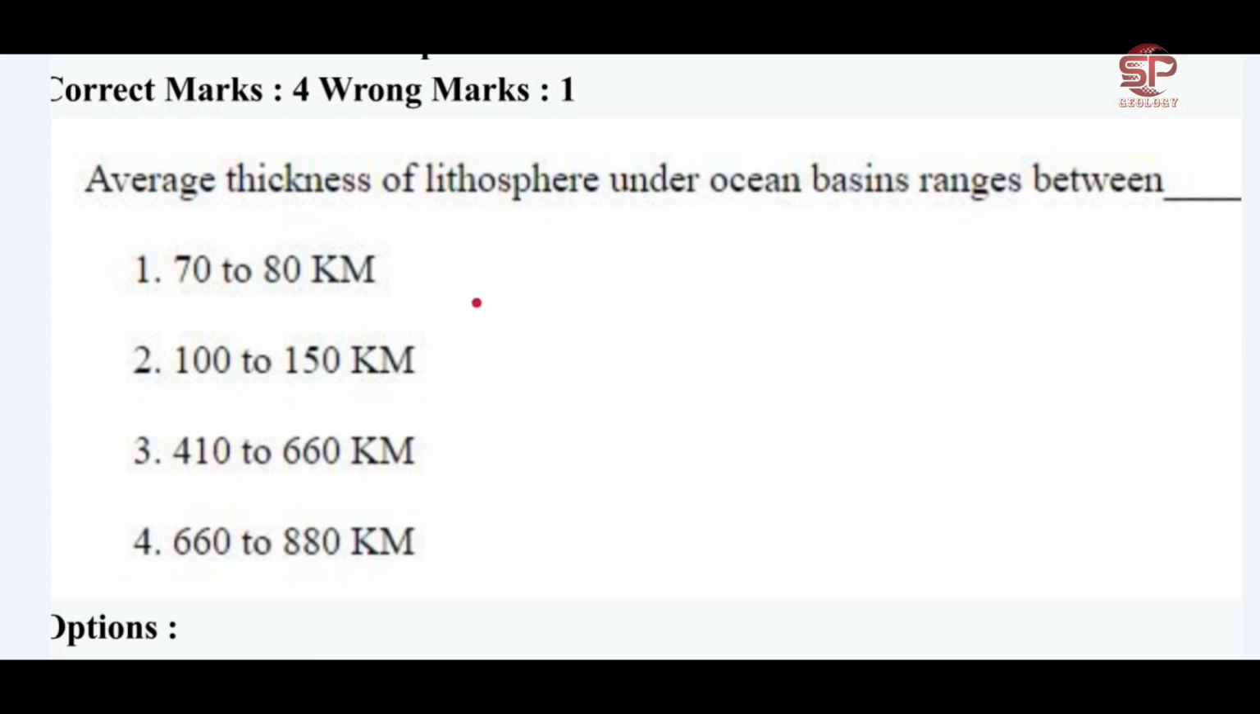The average thickness of lithosphere under the ocean basin ranges between 70 to 80 kilometers. So it will be the correct option, because the lithosphere, the crustal part in the ocean, is thinner than the other part. The average thickness of the lithosphere is 100, but in the ocean part it will be lesser, 70 to 80 kilometers. So the answer will be 70 to 80 kilometers.